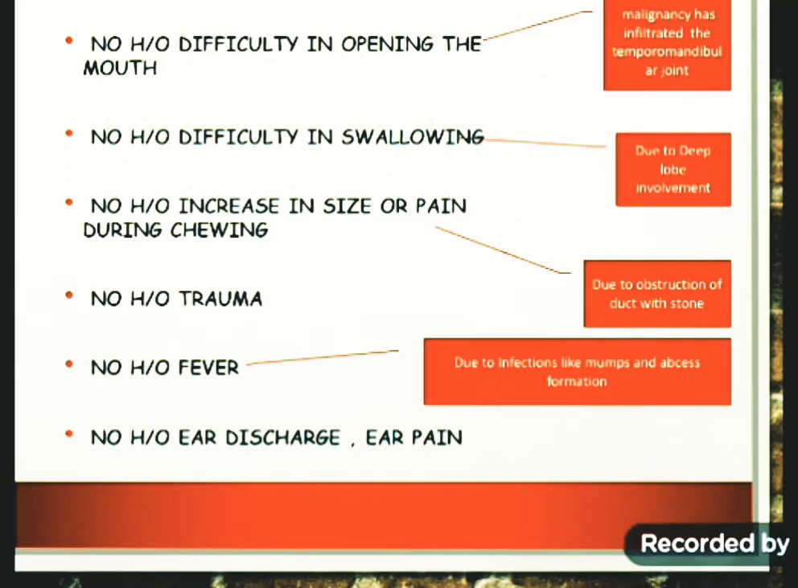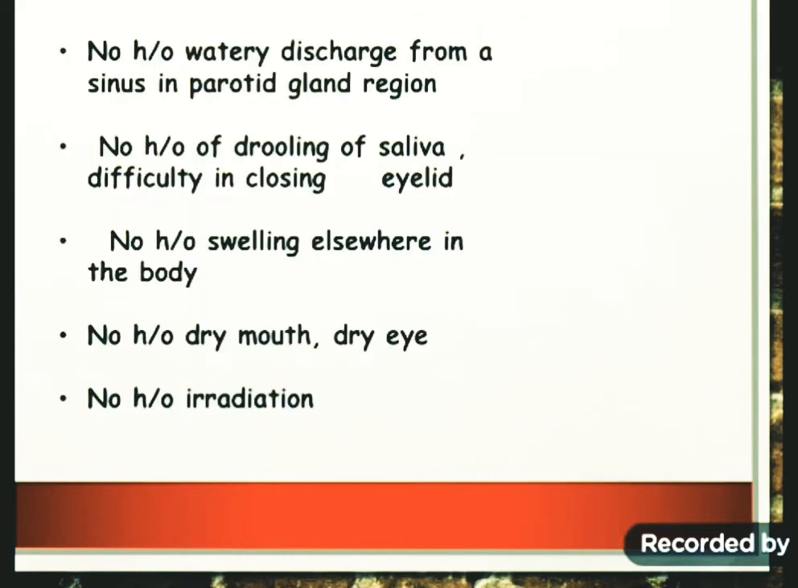Our patient is a 55-year-old male. Next, no history of ear discharge and ear pain. You know that the parotid gland is situated just below the ear. If there is a cholesteatoma in the ear, it can infiltrate the parotid gland and cause infection in the parotid gland also, but that is not here. No ear discharge, no pain.